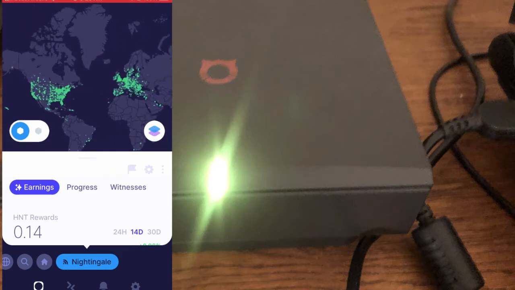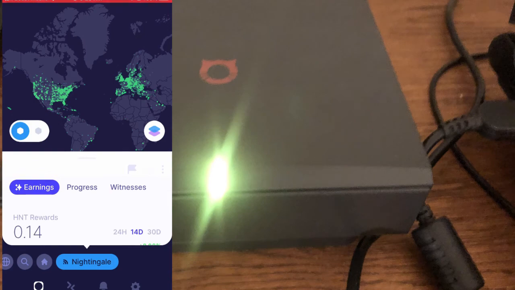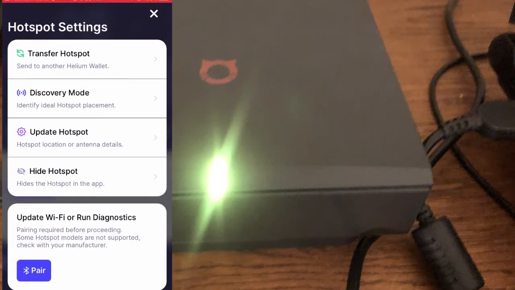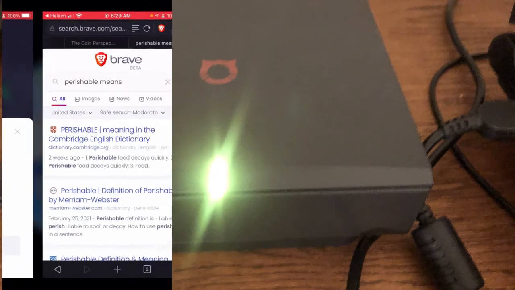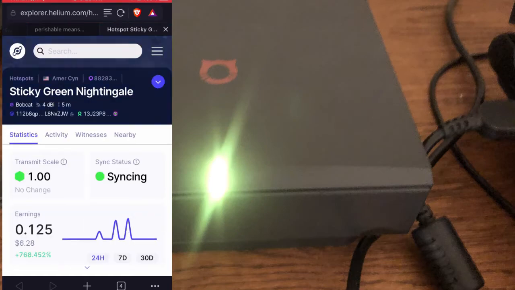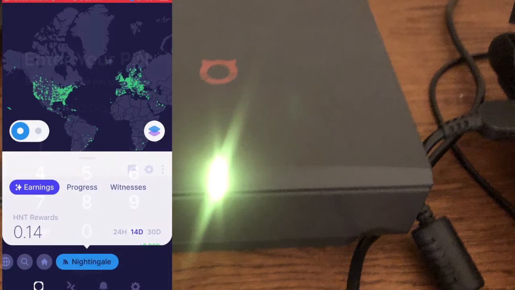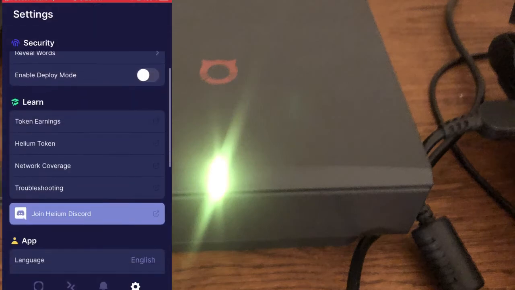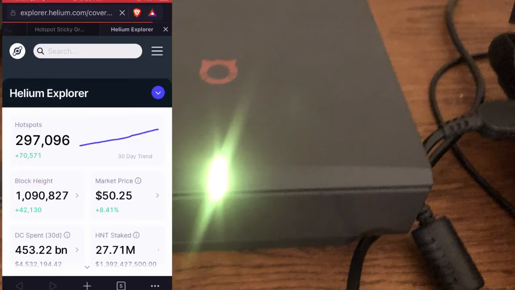We could also check out how many Bobcat miners have been deployed. So if we go here, let's see. I think it's in settings somewhere. View on Explorer, let's see. No, this is not it. Sorry, let's go back. So I think we go to settings. Okay, there you go. So if you go to network coverage, you'll see how many hotspots there are worldwide.